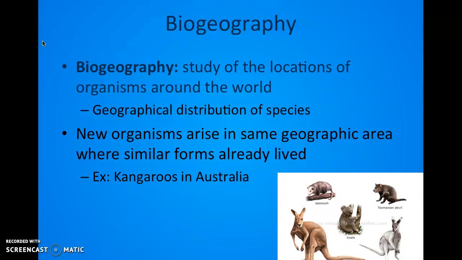More ancient forms of kangaroos, their fossil records would have been found in Australia, and now a new form of kangaroo arising still lives in Australia. And you can see a variety of different forms of related species of kangaroo there as well, such as the wallaby.